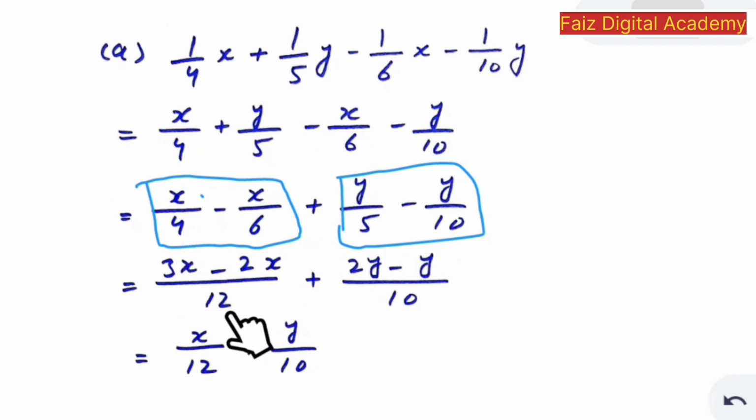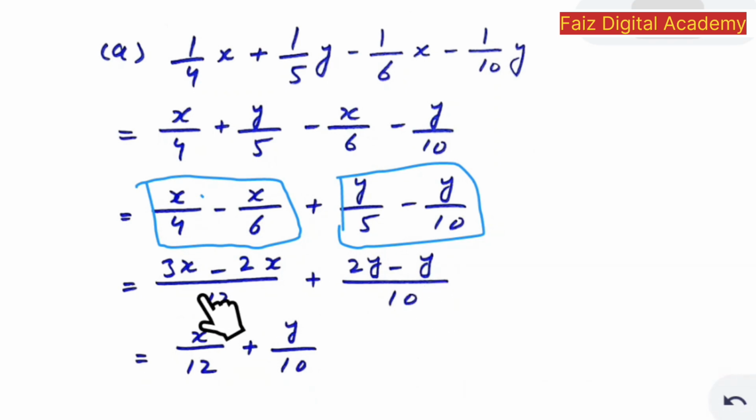So the LCM is 12, and 12 divided by 4 is 3, and 3 is multiplied by the numerator and we get 3x. Similarly 12 divided by 6 is 2, so the answer is multiplied with the numerator, so 2 into x is 2x, and the minus sign which was present between these two fractions. Similarly on the other side we take the LCM of 5 and 10, that is 10. 10 divided by 5 is 2, so 2y minus, then 10 divided by 10 is 1, so y ones are y.